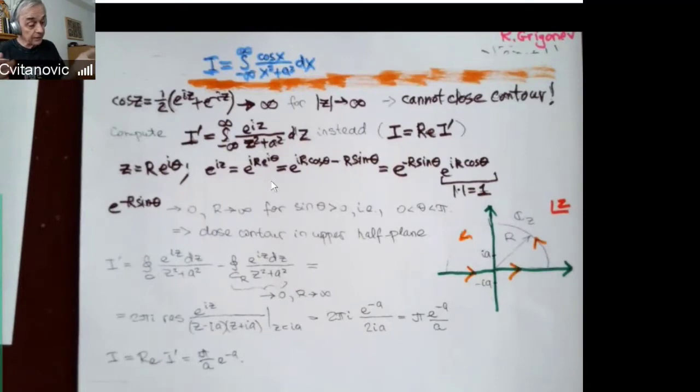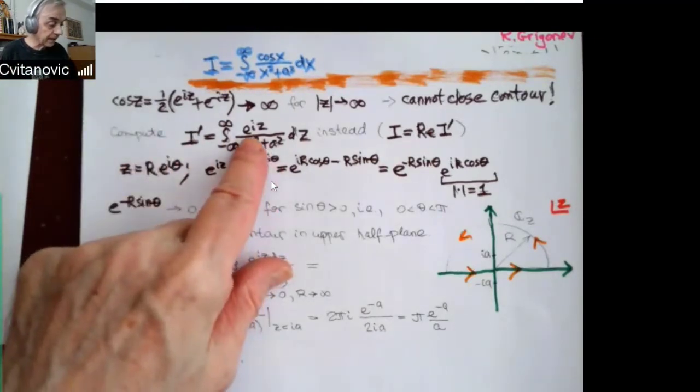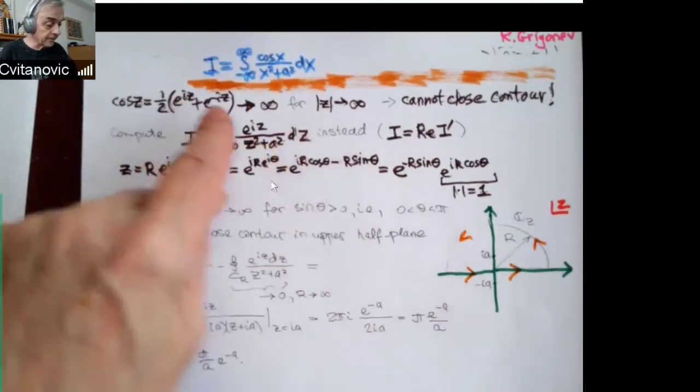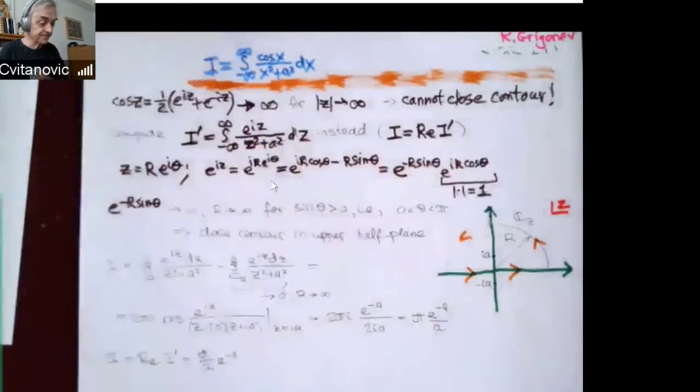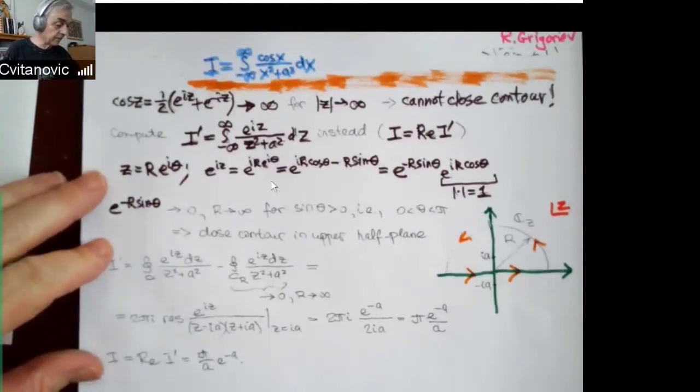Okay. But then, I use a very simple trick. I just use one of the terms, like this one. And remember that the cosine is the real part of that. Now, the moment I have one of the terms, then I can close the contours. So that's what I'm doing.